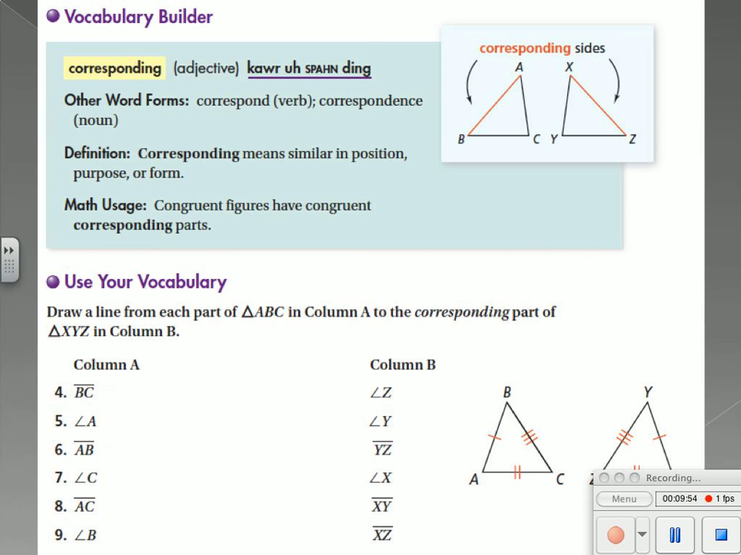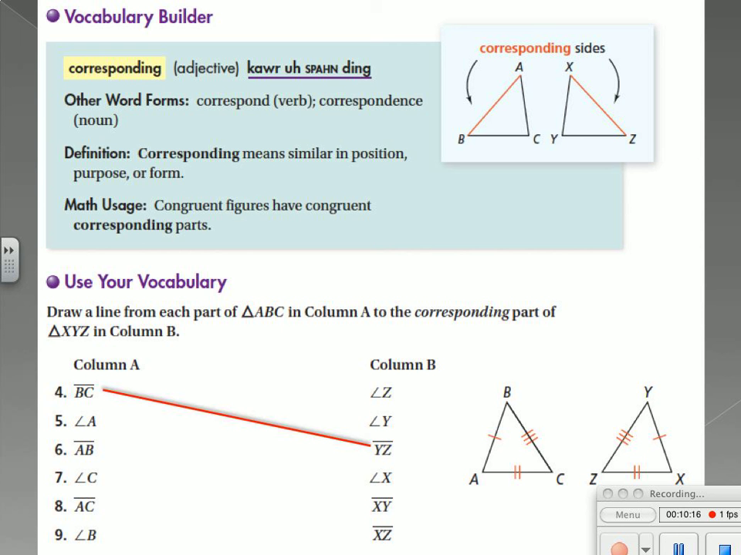All right, vocabulary word is corresponding. Corresponding means similar in position, purpose, or form. So when we look at congruent triangles, we're looking at corresponding sides and corresponding angles. So we're going to look at the drawing at the right, and we're going to match column A to column B. Segment BC has 3 lines, so it goes with segment YZ.